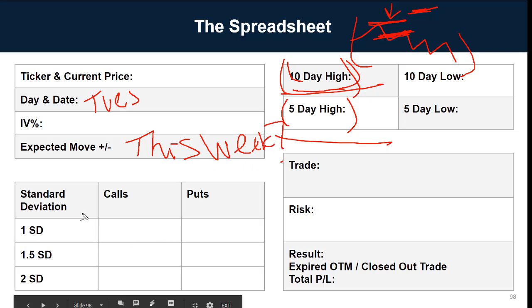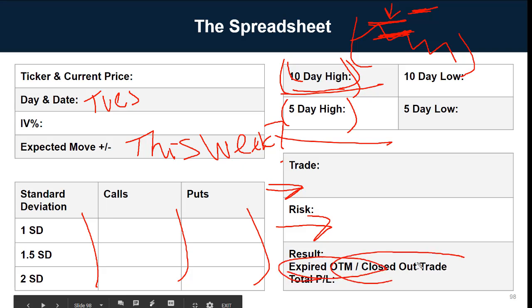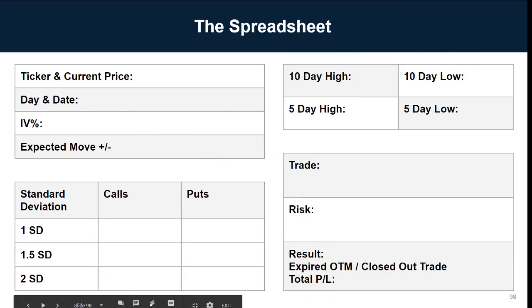Okay, and then you want to note your standard deviations for both the calls and the puts. It's always great to write down your trade. You need to know your risk, and then you also need to know what happened. Did it expire? Did you close out? What was your P&L? Now, remember, it's easiest if you close out your trades between 20 to 50% profit, okay?